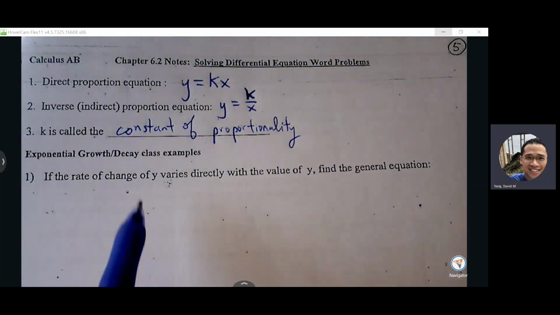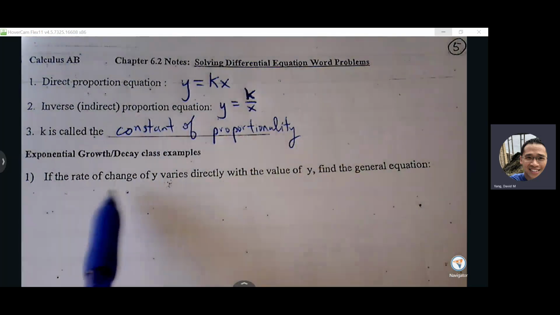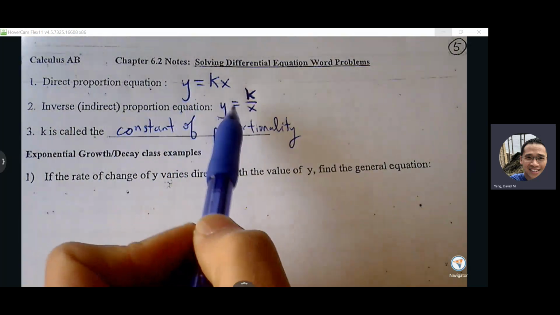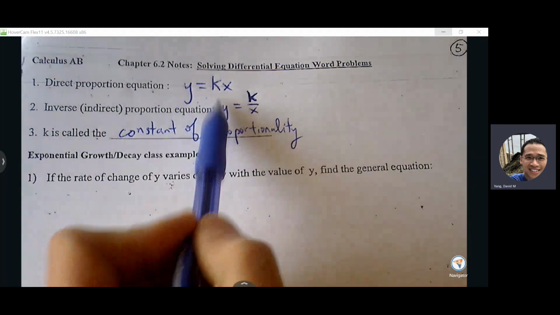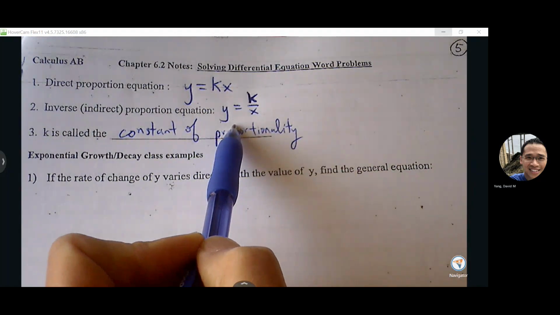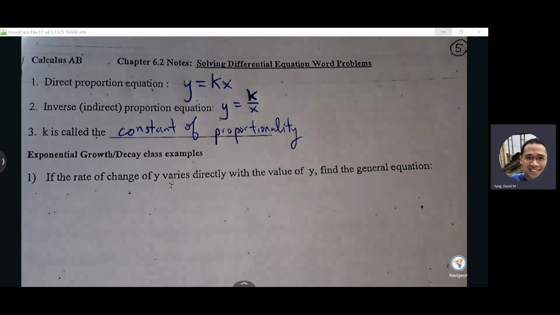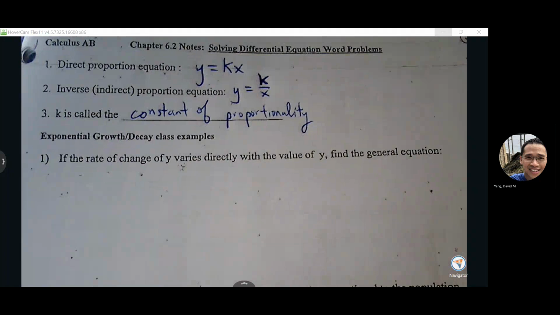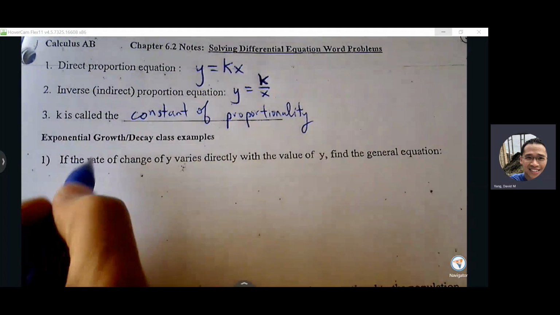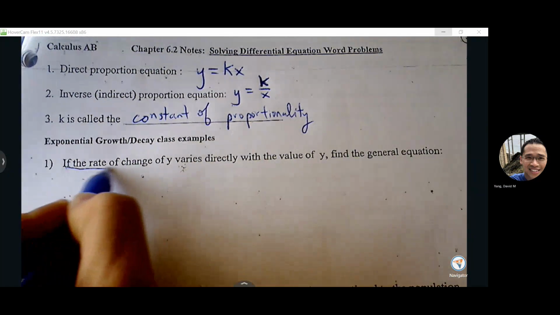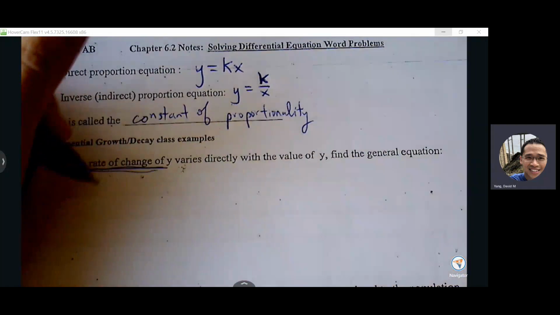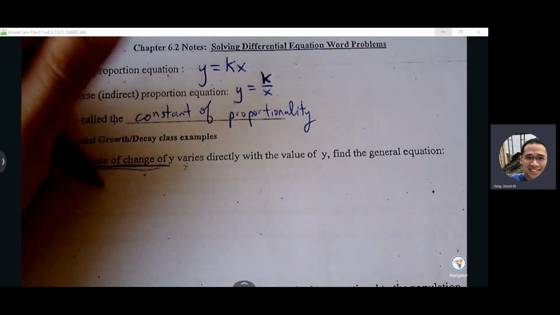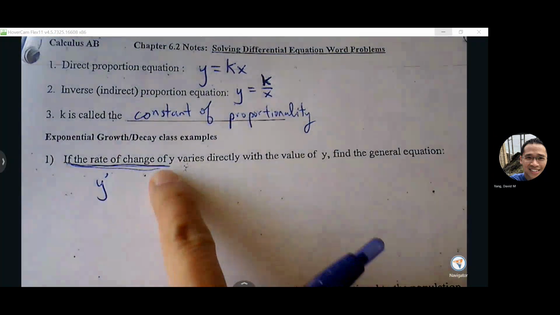And so we're basically trying to get these sentences into one of these forms and put them where they're supposed to be, either in this relationship or in this relationship. And then we're going to do the calculus to solve this differential equation. So number 1, it says if the rate of change of y. Anytime I see a rate of change, I'm thinking derivative. So this is going to represent y prime. Rate of change of y.